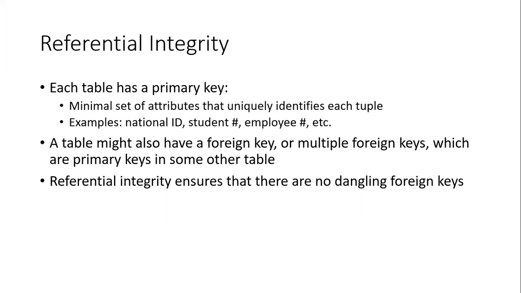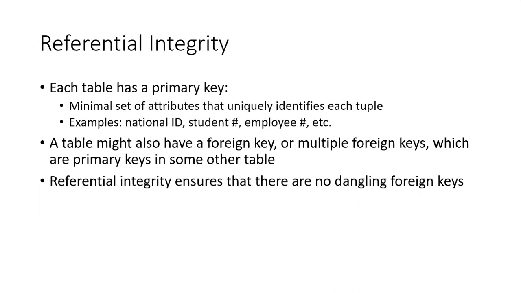So each table has a primary key, a minimum set of attributes that uniquely identifies each tuple. I don't need to define a primary key, you already know it. It can be your ID, your student ID, national ID, employee ID. A table might also have a foreign key or multiple foreign keys, which are primary keys in some other tables. Usually the foreign key is a copy of the primary key from one table to another. So referential integrity ensures that there are no dangling foreign keys.